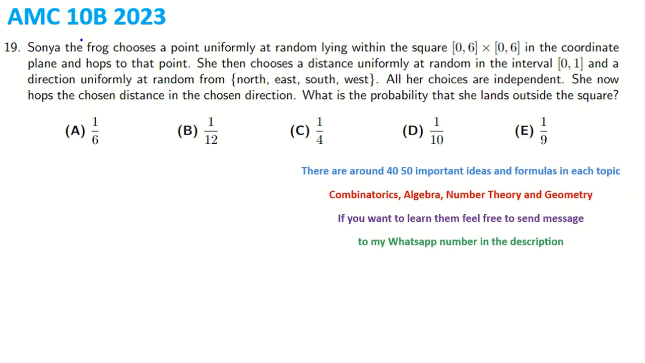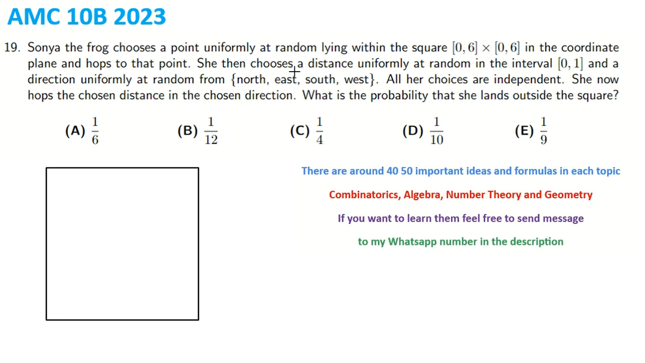AMC 10B 2023, problem 19. Sonia the frog chooses a point uniformly at random lying within the square 0,6 by 0,6, for example, like this, in a coordinate plane, and hops to that point.